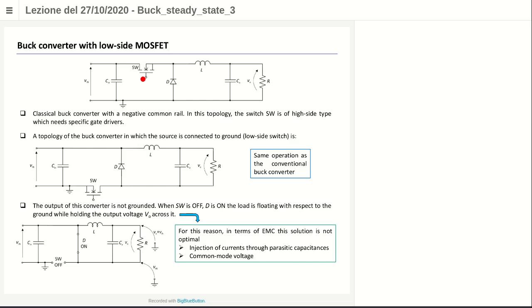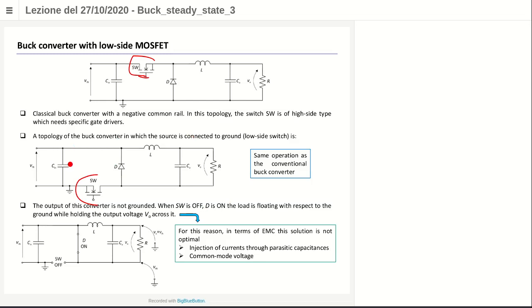So someone decided to modify the buck converter topology, which is the first one in this slide, in order to use low-side switches. For example, let's have a look at this second slide here. In the second slide, I move the switch to this new position here. In this position, the source is connected to the reference voltage, the negative common rail. So this is a low-side switch. It requires a low-side gate driver, which is simple. We have a lot of choices in the data sheet. They are less expensive, and so on.